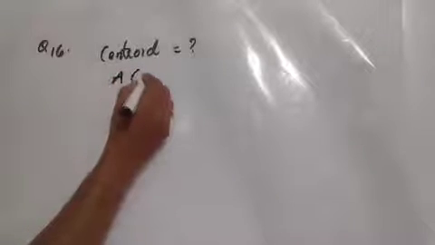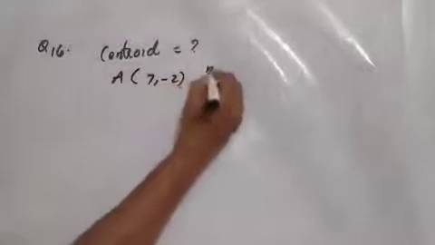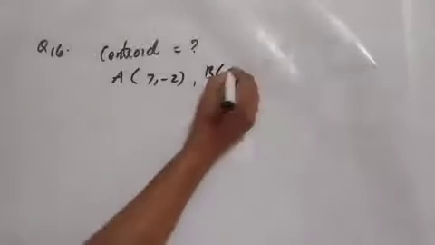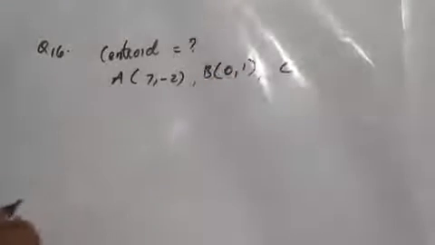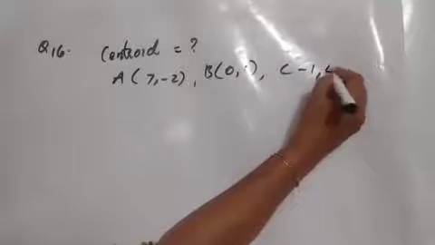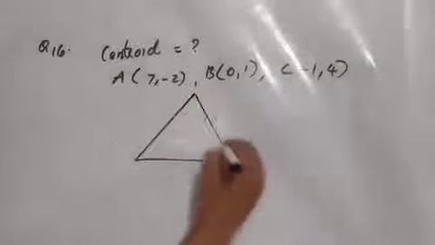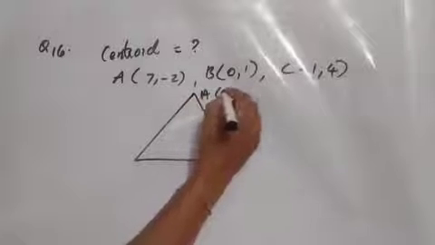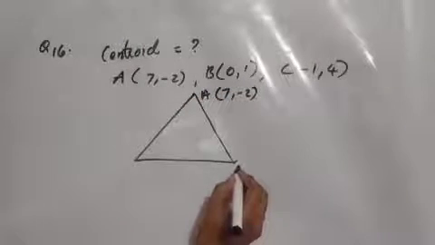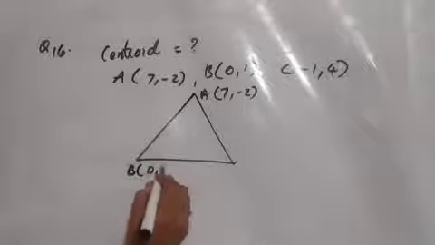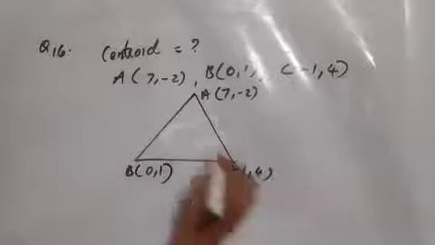That is to calculate the centroid of a triangle ABC if A is (7, minus 2), B is (0, 1) and C is (minus 1, 4). We need to find the centroid of a triangle. We always take the ratio as 2:1. A (7, minus 2), B (0, 1), C (minus 1, 4). In any order you can take, no problem.